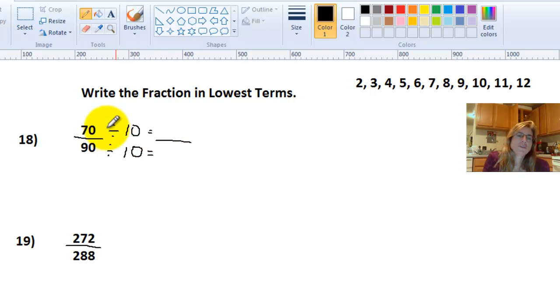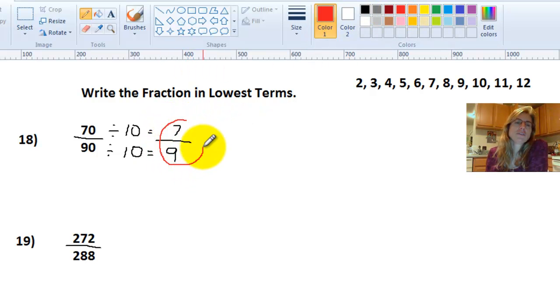So 70 divided by 10 is 7, because 7 times 10 is 70. 90 divided by 10 is 9, because 9 times 10 is 90. Okay, so this is actually reduced 7/9. Now, if you noticed something about this fraction versus this fraction, this has zeros and this doesn't. Do you think maybe you could knock off zeros and get your answer?